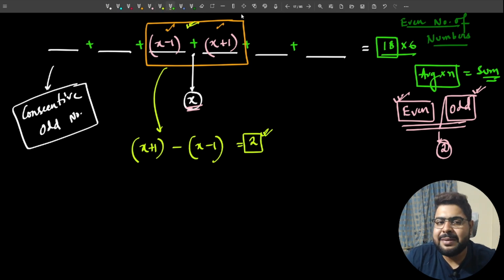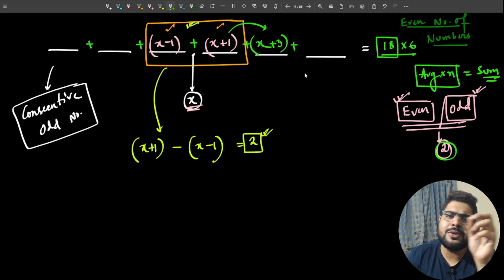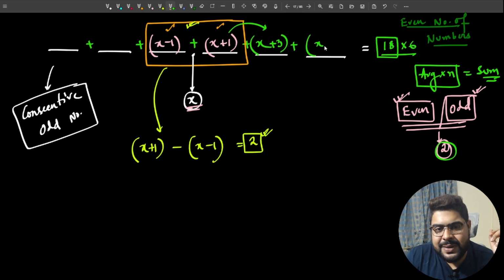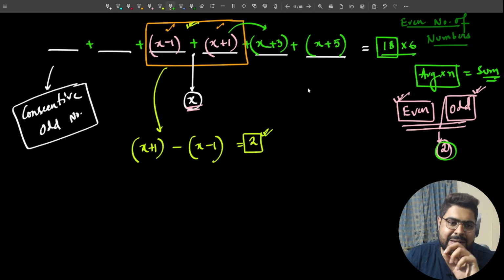The next one will be 2 more than this, because the gap of 2 I need to maintain. So, next is x plus 3. Do not worry about whether it is an odd or even number. Absolutely don't worry. So, next one, x plus 5. Why you don't need to worry, you will see in the next line only.